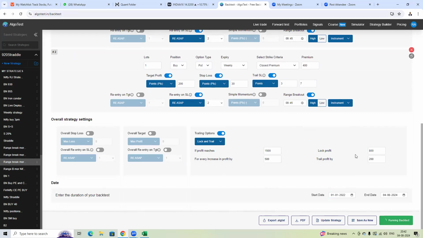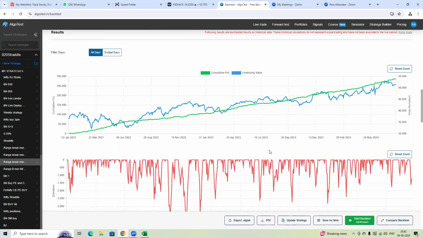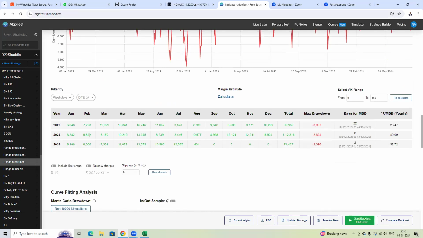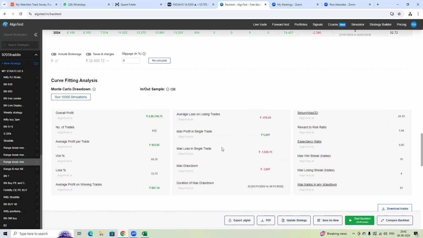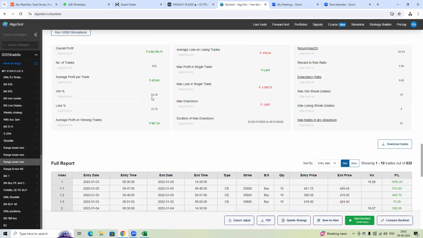the same, I have locked the profit at 800. We are using lock and trail so that we don't see losses here. It is going in a very beautiful manner, all green. 9:30 to 9:45 breakout. How many trades are you taking? You can see here in 2024 it has given 6,000, 8,000, 7,000, 11,000, 13,000. Just look at the trades. The probability is 66%.